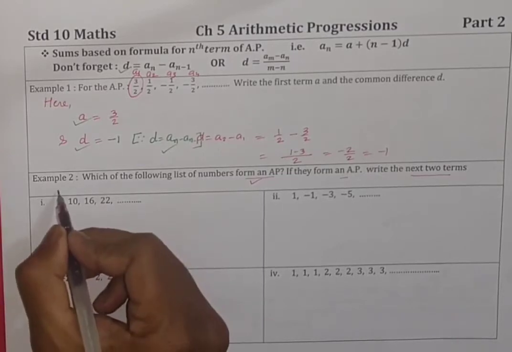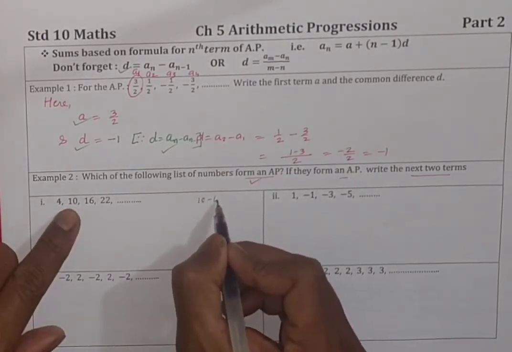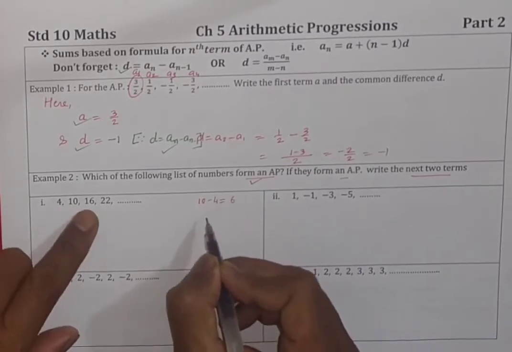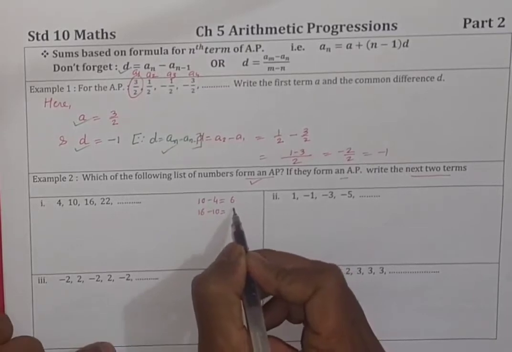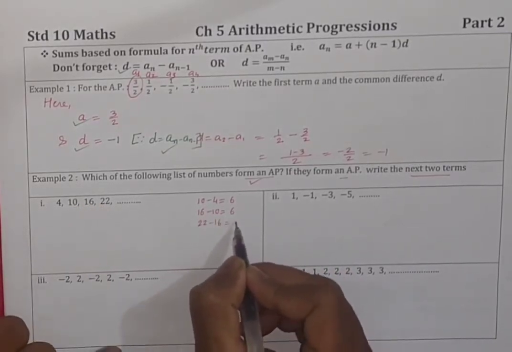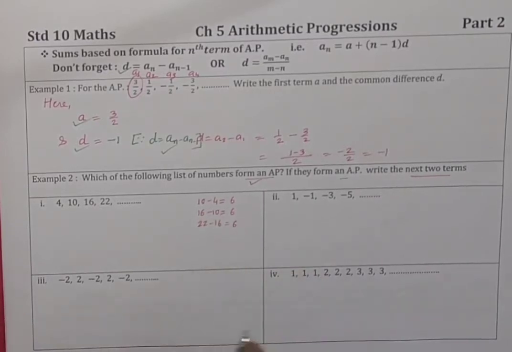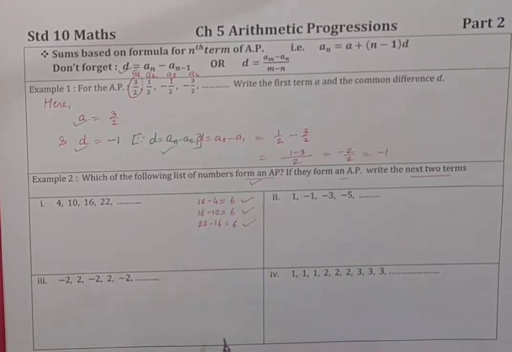Alright, children, what will we do? Just check this. 10 minus 4, that is 6. Next, 16 minus 10, that is also 6. Next, 22 minus 16, that is 6. So, the difference between any 2 successive terms is 6 and it's common. Correct. So, this is AP.